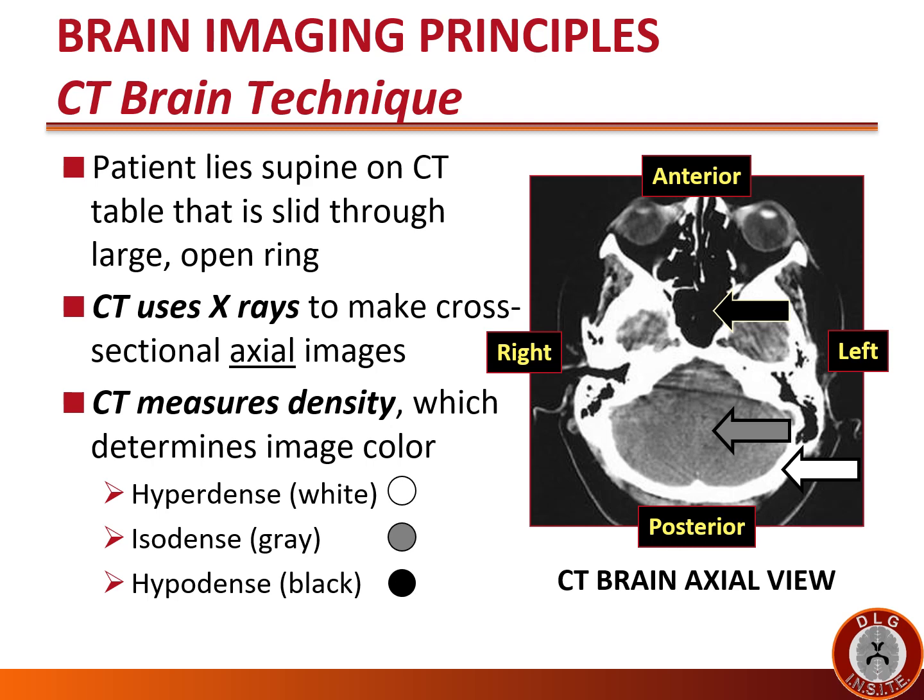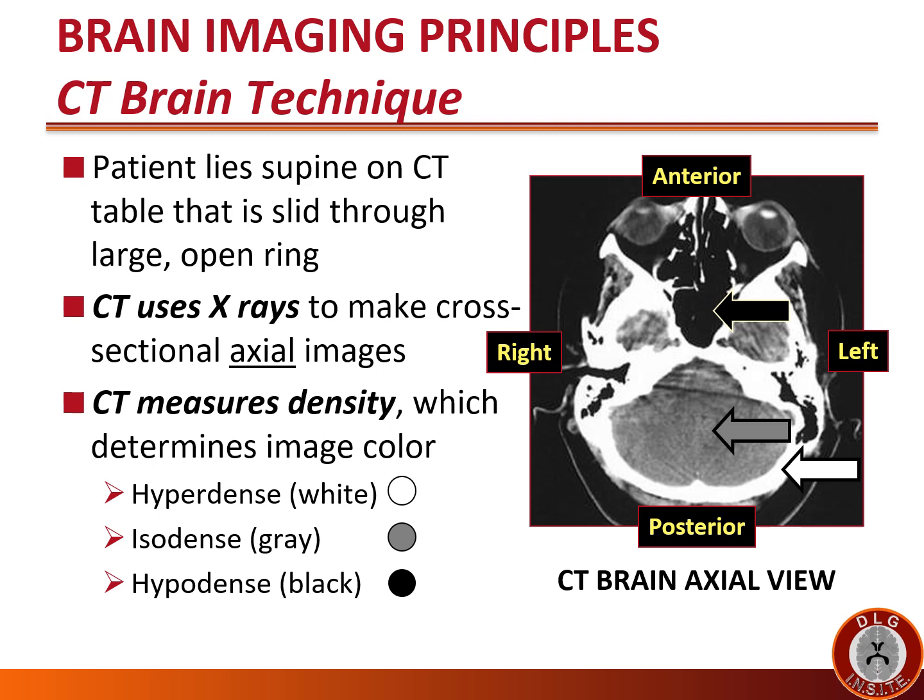In essence, CT scans are densitometers, and the density of the items being scanned determines the image color. Hyperdense items are white. In the image to the right, the white arrow points to the white bone, hyperdense bone. Isodense items are gray. In the image to the right, the gray arrow points to the gray parenchyma, the isodense parenchyma. And black items are hypodense.